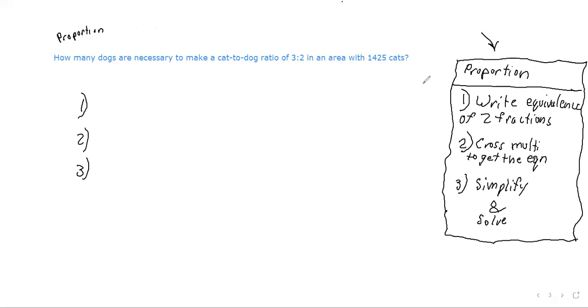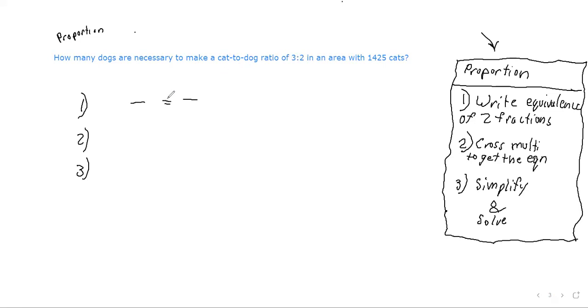Right, so let's begin. We're going to write the equivalence of two fractions. That means one fraction equals another fraction. So let's get our fractions from the numbers in the word problem. The first set of numbers we see here is 3 to 2.